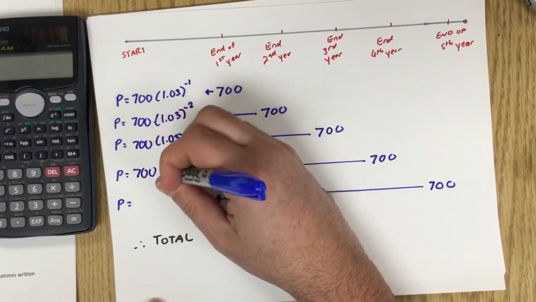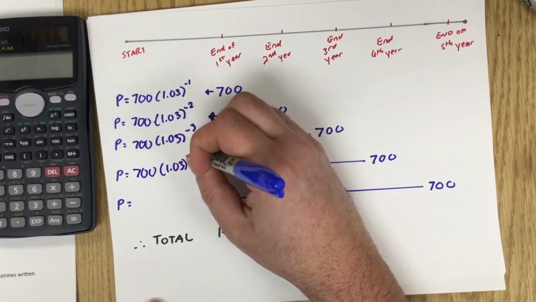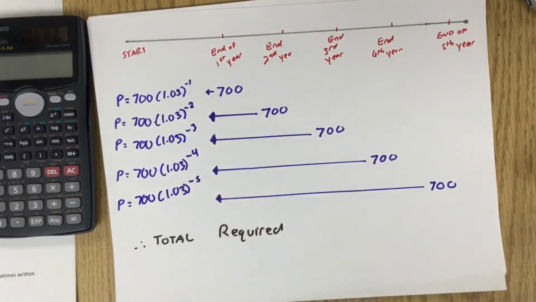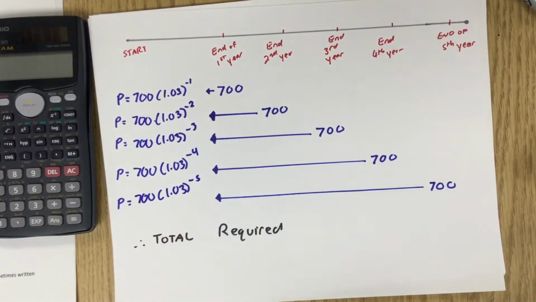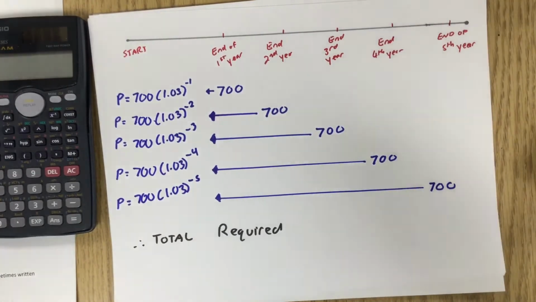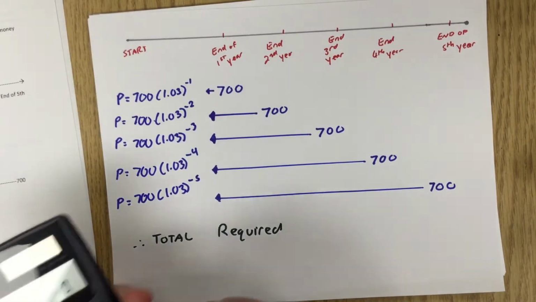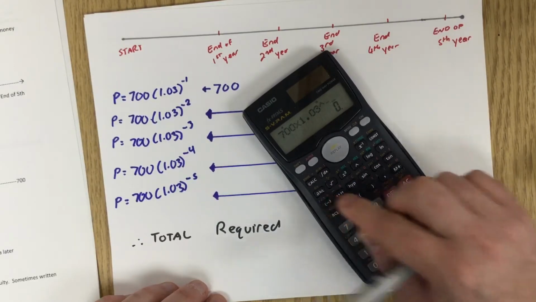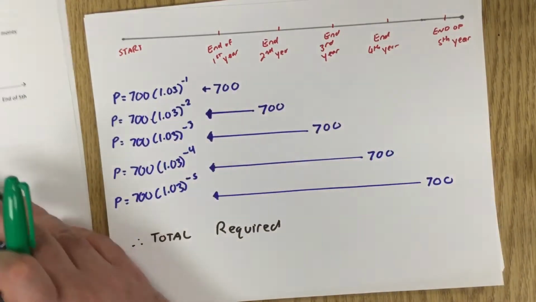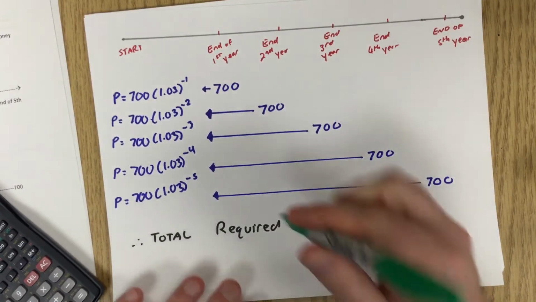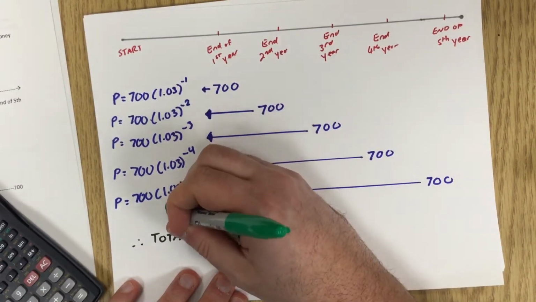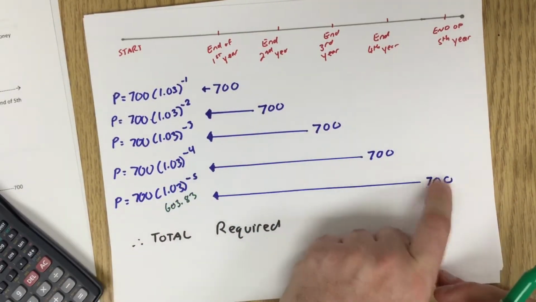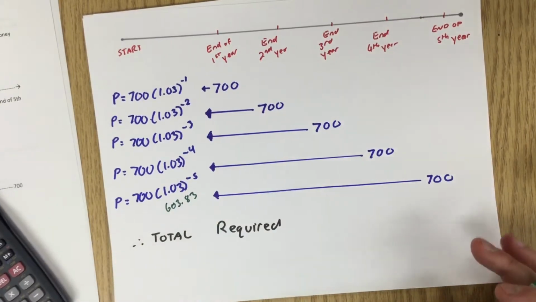Minus 3, minus 4, and minus 5. I'm not going to directly calculate them all, but for example, the last one is going to be 700 times 1.03 to the power of negative 5. So for example, for this last one, we only need about $603.83 to fund the $700 withdrawal at the end of the fifth year.